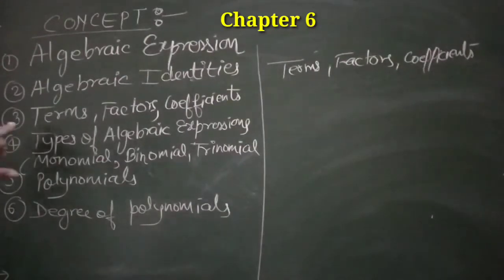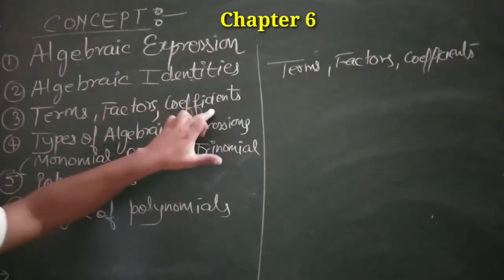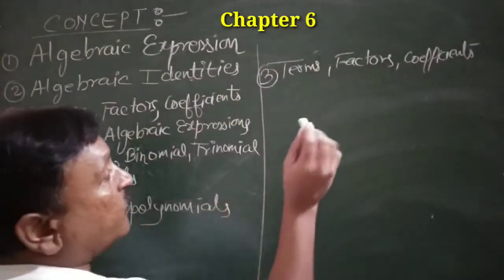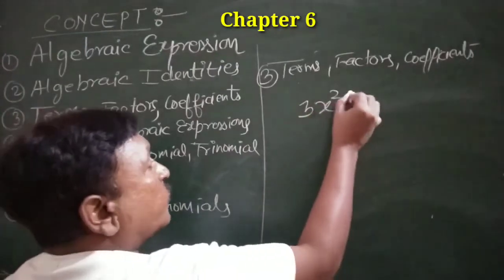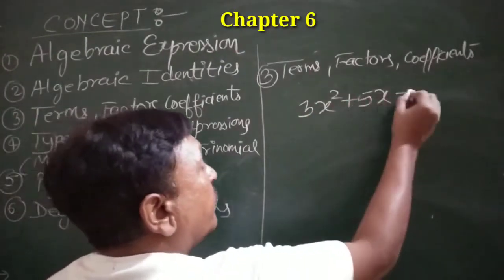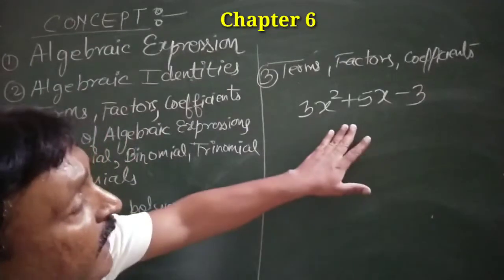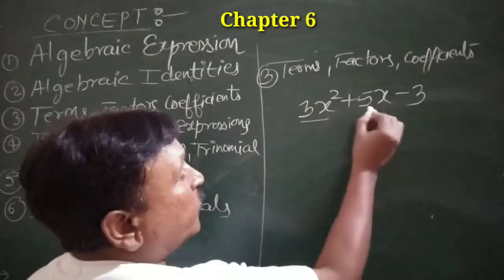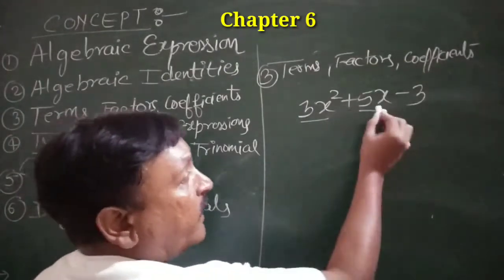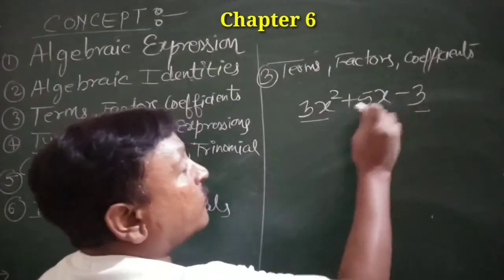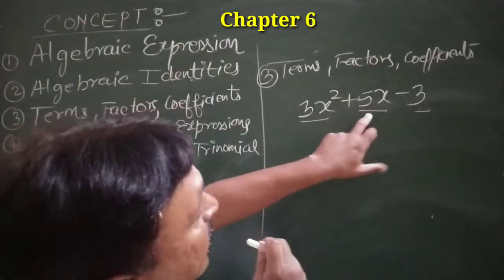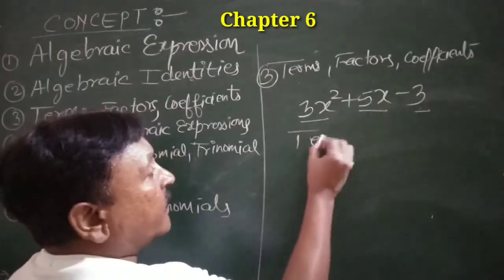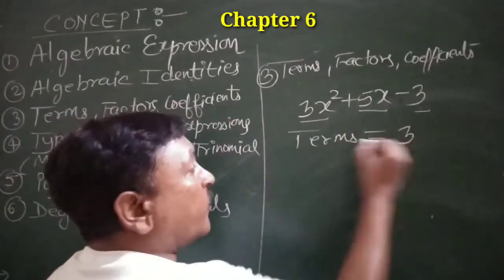Now see our third point, terms, factors, coefficients. Suppose it is written 3x square plus 5x minus 3. It is an expression. Terms means, see, these two are having the sign of minus between them, these two are having the sign of plus between them. So how many terms are here? Here are 3 terms.